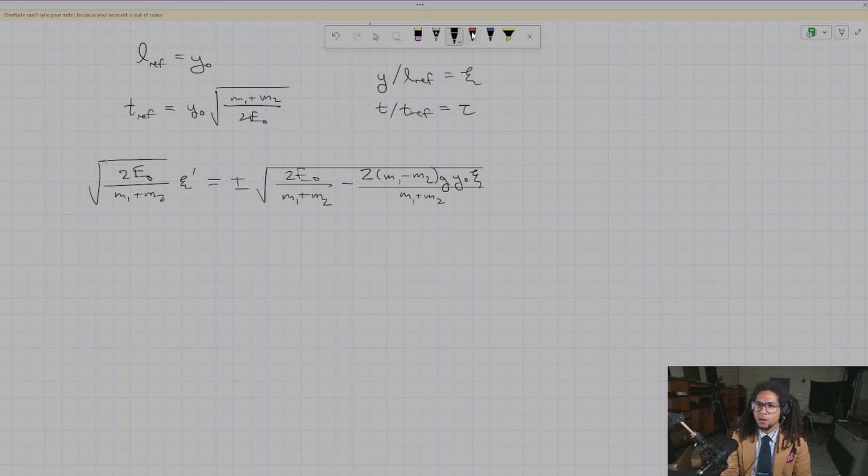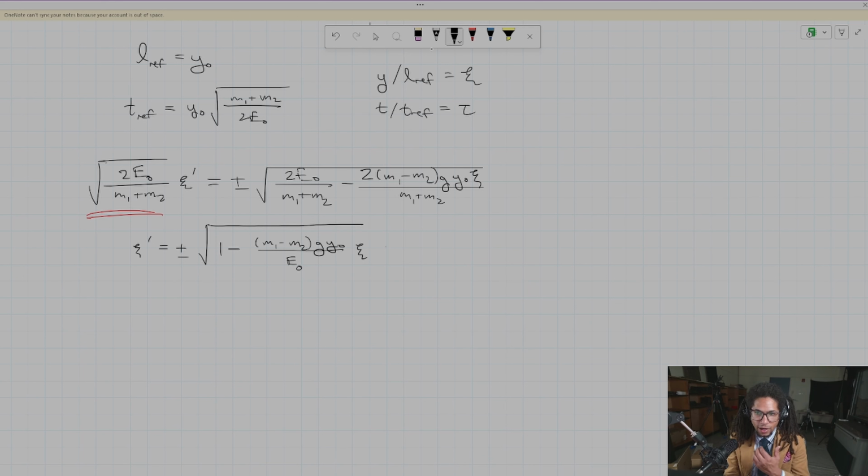Okay, now I'm going to multiply by the inverse of this thing to get c prime is equal to plus or minus. Well, for the first one, it just is going to turn into a 1 for the first factor, I should say. For the second factor, I'm going to have, well, the 2's will cancel, the m1 plus m2 will cancel, and I'll get m1 minus m2 g y naught over e naught. Good. And then times c.